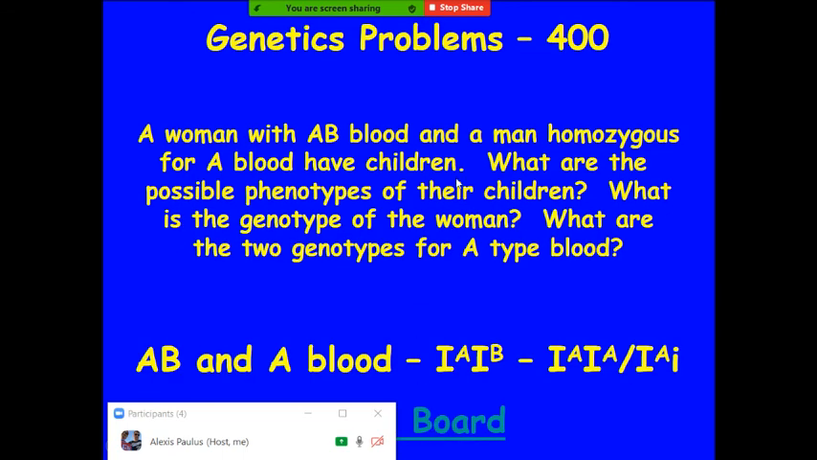Okay, so what are the possible phenotypes of the children? It's going to be A, B, and A. Remember, ignore the I's. So the second question, what is the genotype of the woman? She is A, B. All right. What are the two genotypes for A-type blood? It's going to be A, A and A, O. The little i is recessive and stands for the O allele.